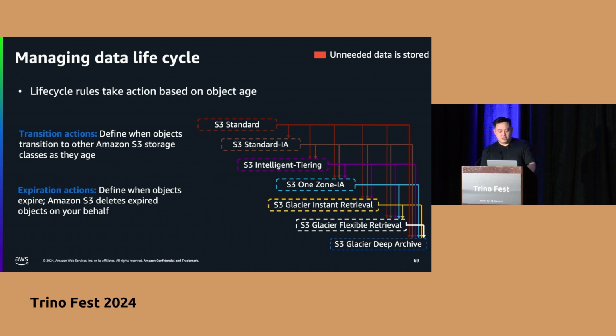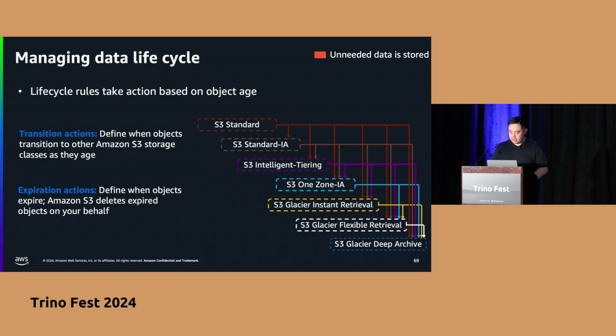For example, when you're creating a monthly report using Trino, once the report is created, the data is rarely scanned. So in that case, you might choose to transition objects to the Amazon S3 Glacier Flexible Retrieval class one month after creating them. This diagram shows how to transition between storage classes.